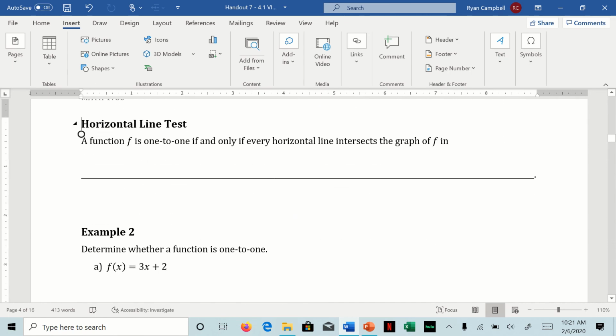So let's look at the horizontal line test. That was the definition of 1-to-1 algebraically. We could also talk about 1-to-1 graphically. A function f is 1-to-1 if and only if every horizontal line intersects the graph in at most 1 point. This might sound very familiar to the vertical line test, which proves it's a function. This proves it's 1-to-1 for every horizontal line.